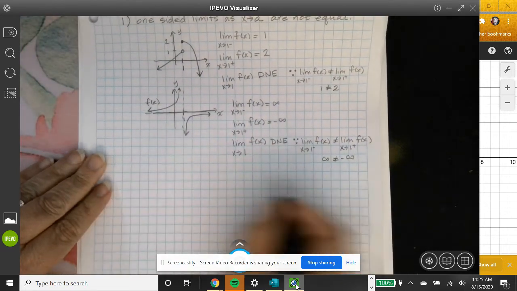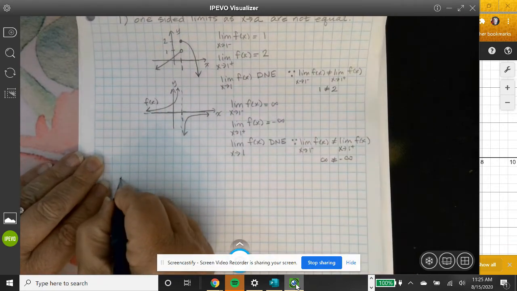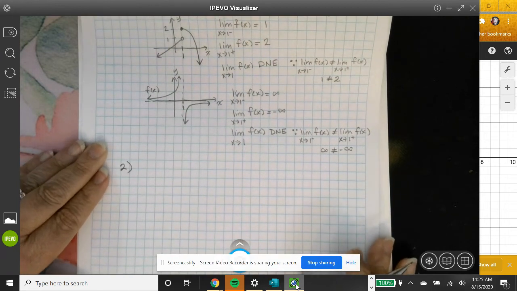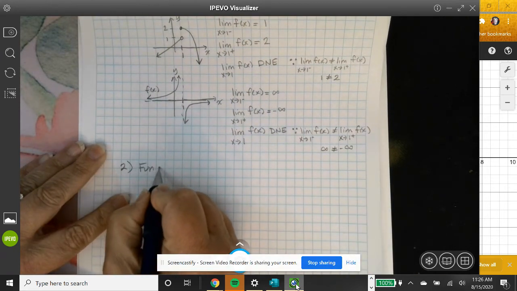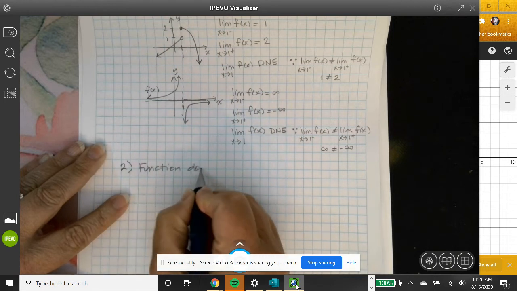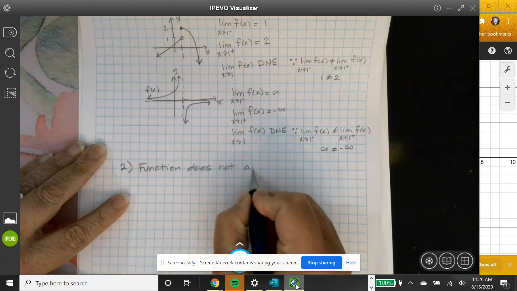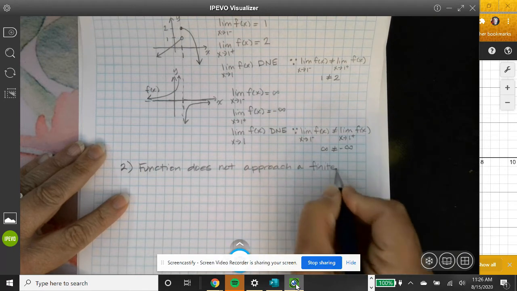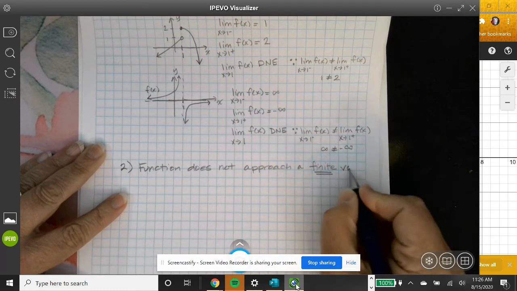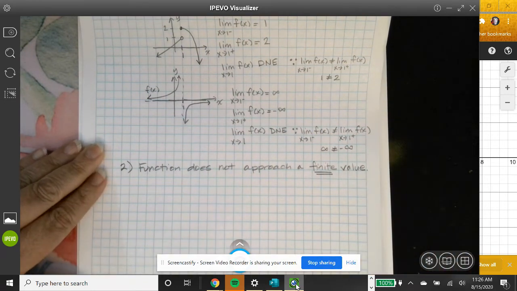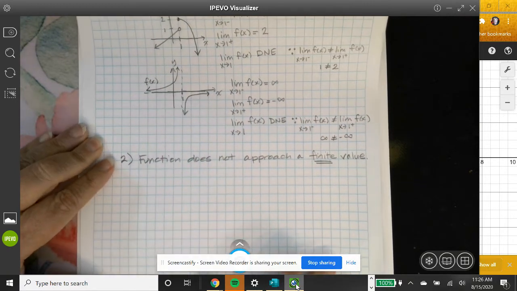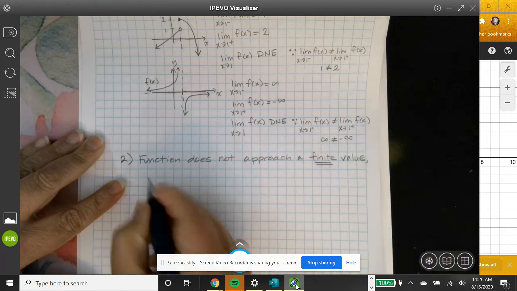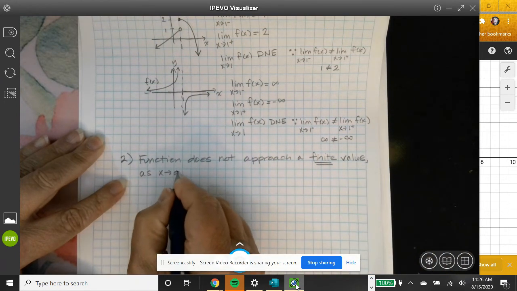The second case, when limits don't exist, would be that a function doesn't approach a finite value. Now, finite is different than infinite, right? Now, you might say, well, but Mrs. Muller, we just did one that had a limit that didn't approach a finite value. All right, and I should say here as x approaches a.